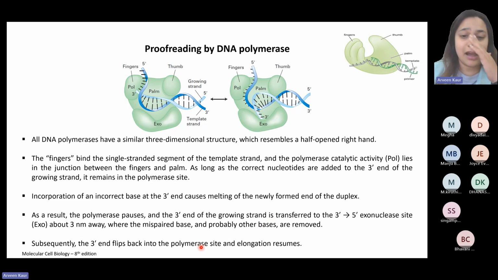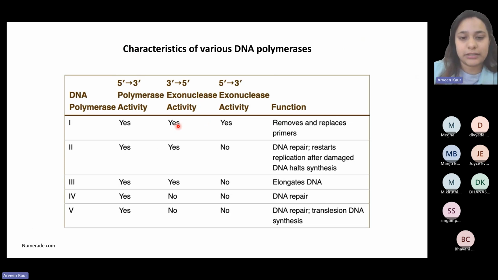Then subsequently, after the removal of this mismatched base has occurred in this exonuclease site, the 3' end will flip back to the polymerase site and the elongation will resume. So it will flip back. That is why there is this reversible arrow, and then elongation will resume again. I hope that short but important concept was clear.